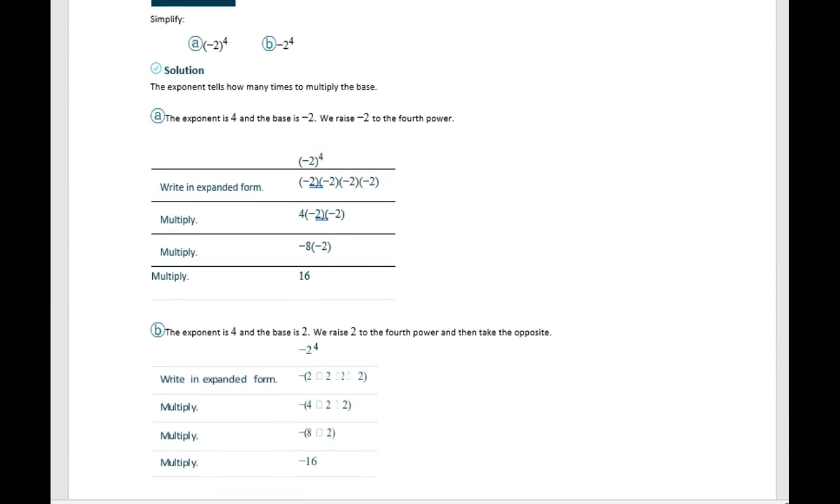Okay, so again, we're dealing with some exponents, right? And remember that an exponent just tells us how many times we multiply it together. So here you'll notice on this example, and this is really important, that there are parentheses around this first one, and there are not parentheses around this second one. That's really important to notice. So here I see I have a -2 times a -2 times a -2 times a -2.